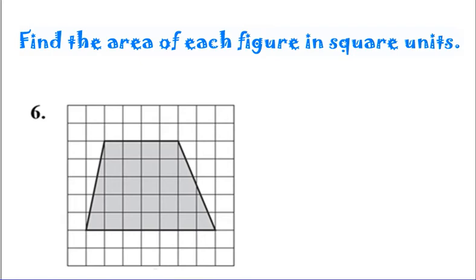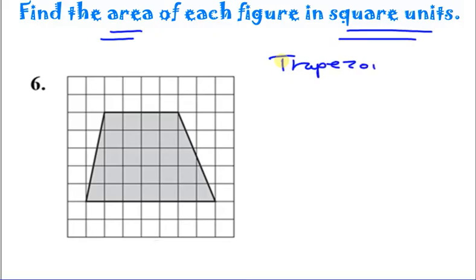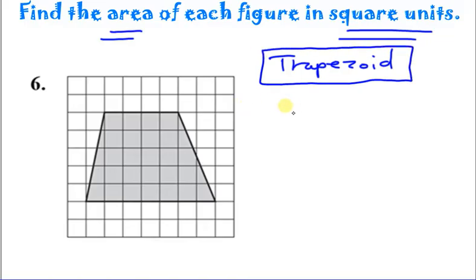All right, now let's see what we have here. This is another different type of shape. We need to find the area of it in square units. Think about what type of shape this is. Think. If you said trapezoid, you are right. So here I'm going to write trapezoid. Now, what is the formula for the area of a trapezoid? It is area equals base 1 plus base 2 times the height divided by 2.